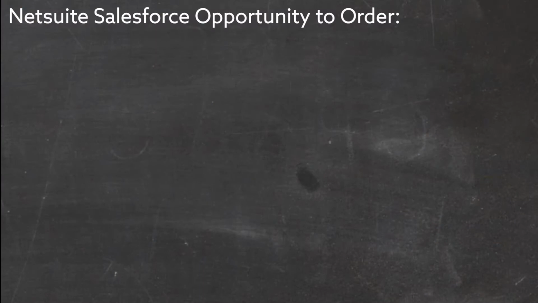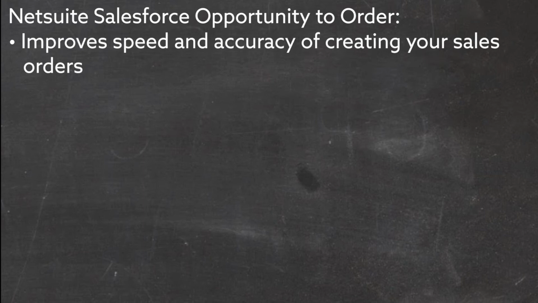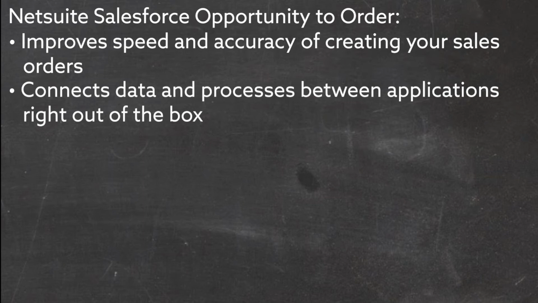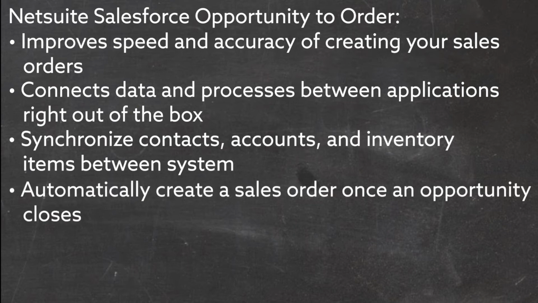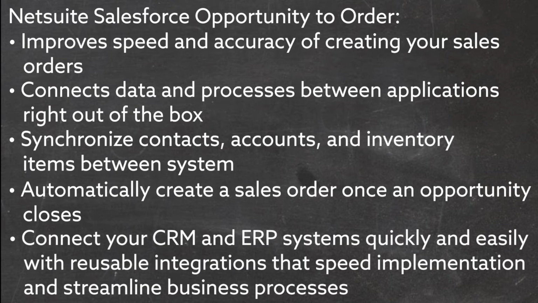The NetSuite Salesforce Opportunity to Order Process Template improves the speed and accuracy of creating your sales orders. This package solution of pre-built integrations connects data and processes between applications right out of the box, significantly reducing integration efforts. Synchronize contacts, accounts, and inventory items between systems. Automatically create a sales order once an opportunity closes. Connect your CRM and ERP systems quickly and easily with reusable integrations that speed implementation and streamline business processes.